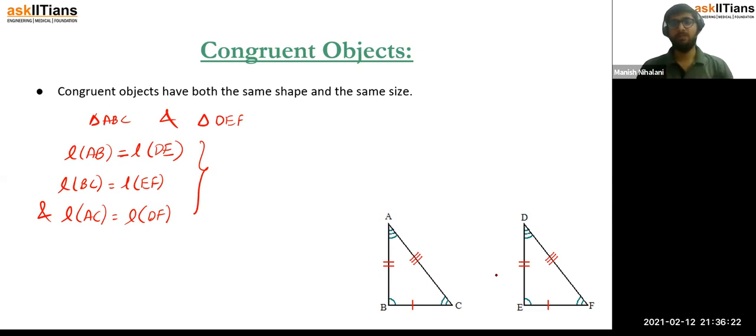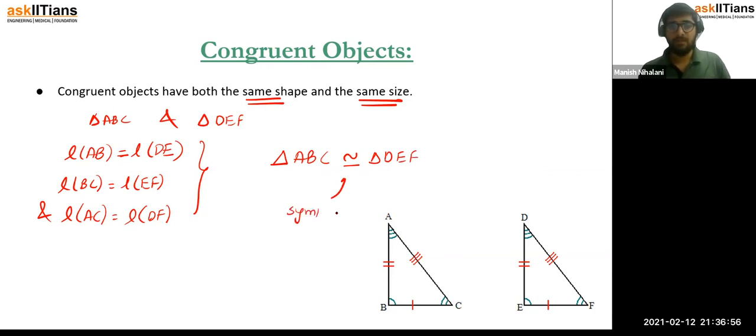So more than two objects which are of exactly similar size and shape are called congruent objects. So they have both the same shape and the same size, right? So this is the difference between similarity and congruency. So in this case we will say triangle ABC is congruent to triangle DEF, right? This is the symbol for congruency.